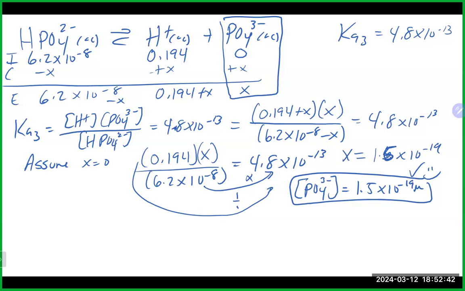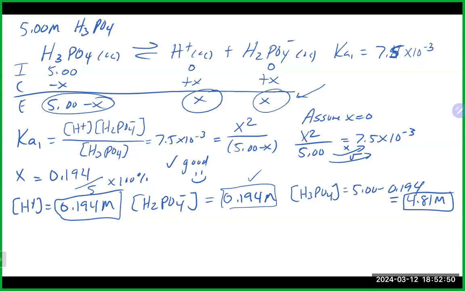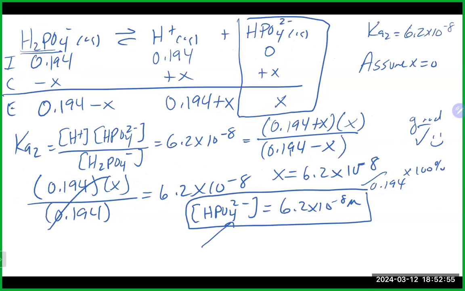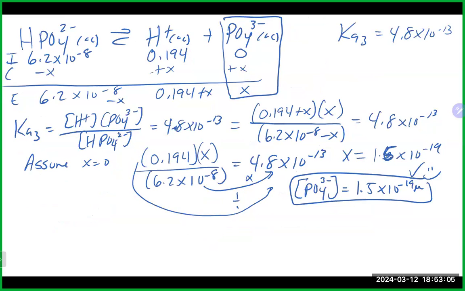Question on that? So when you're dealing with polyprotic acids, as we see in this example, if we go back to the first one, the amount of H plus that came off with the first hydrogen is 0.194, right? When we try to rip off the second hydrogen, essentially we only got about 6.2 times 10 to the minus 8 more of it to come off, right? Not very much. And when we try to rip off that third hydrogen, 1.5 times 10 to the minus 19, barely any of it coming off. The majority of all the hydrogen came off in the first step, which is the easiest step to do.